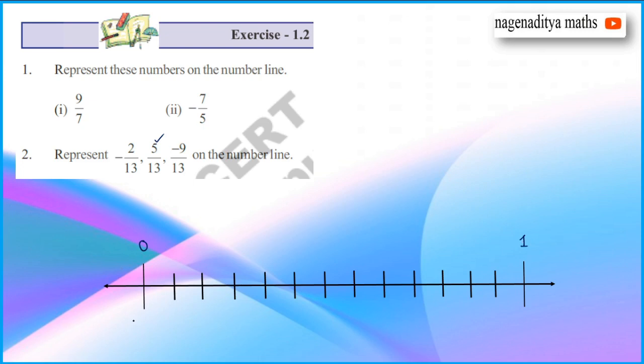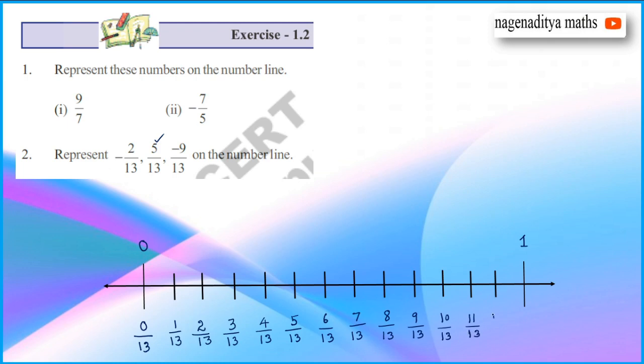Similarly, as in the previous problem, this is 0/13, which is 0, and this is 1/13, 2/13, 3/13, 4/13, 5/13, 6/13, 7/13, 8/13, 9/13, 10/13, 11/13, 12/13, and finally 13/13. So 13/13 is nothing but 1.